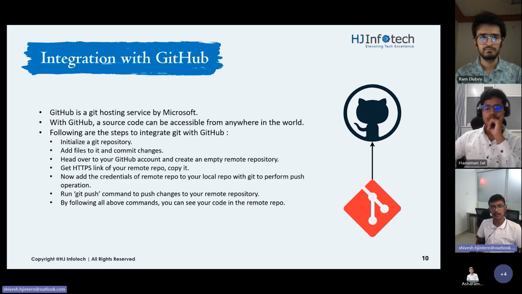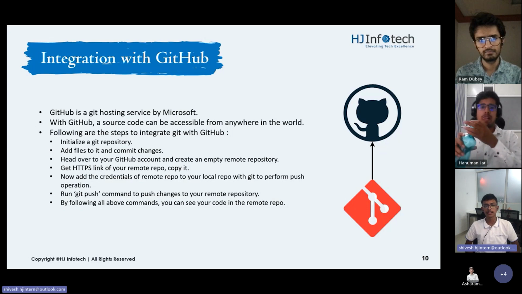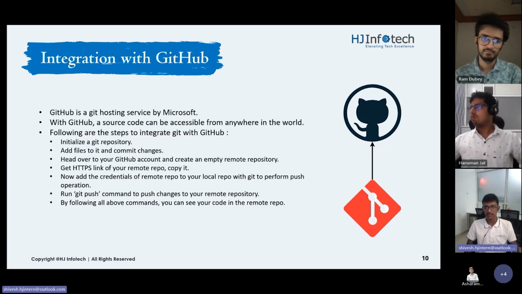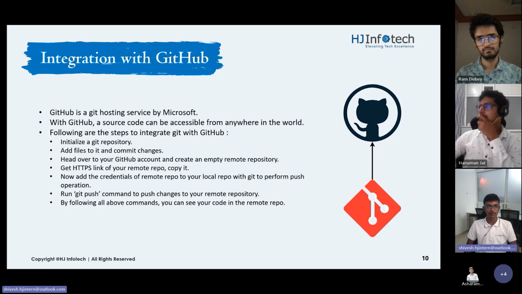Before that, let me just tell you what GitHub is. GitHub is a Git hosting service by Microsoft. What Git hosting service means is you can host your code which is tracked by the Git tool. Here I use Git to track the code in my folder, so I can host those changes to my Git repository. Why we do this is so that our code is accessible from anywhere at any time in the whole world. So this is the advantage of using a GitHub repo.